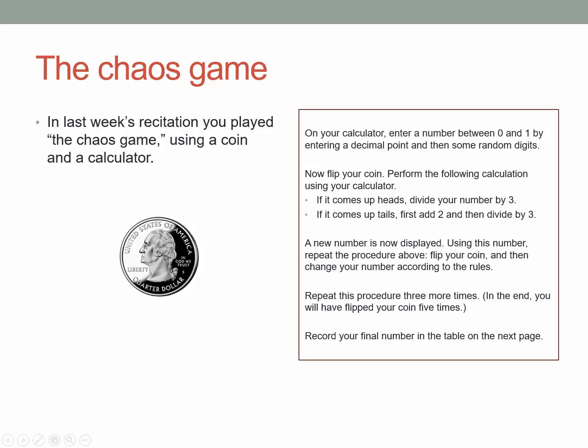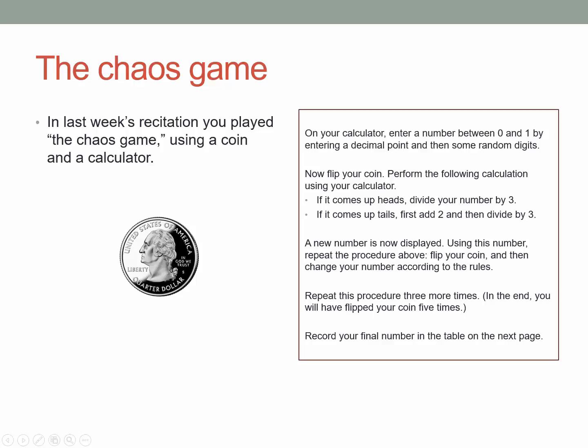It uses a coin and a calculator. Over there on the right, I'm repeating the instructions that you were following last week. I won't go through them in entire detail, but I'll remind you, you started with a number between 0 and 1, and then flipping your coin and following instructions. You were getting to a new number and then a new number. You were calculating a whole sequence of numbers, and after having flipped the coin 5 times, then you recorded the last number you got to.